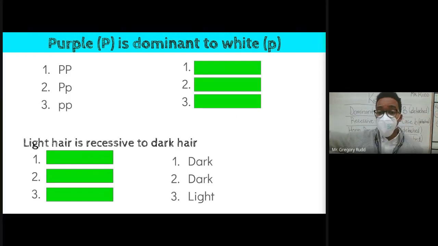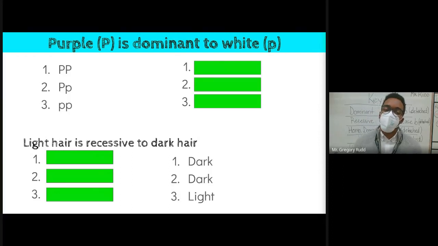So purple is dominant to white. So of course, my dominant allele is always represented by the capital letters. In this case, a capital P represents purple. And the recessive allele is always represented by the lowercase letter. So in this case, it's a lowercase letter p.